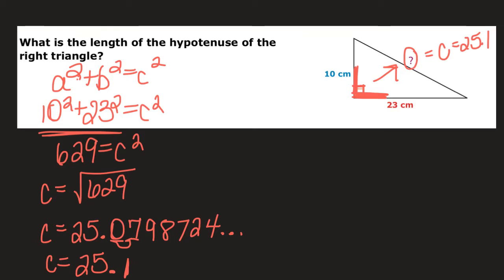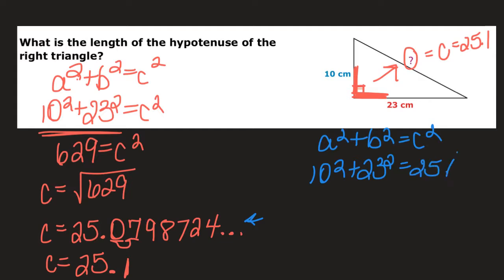Now, if I want to check that, remember, if I use 25.1, it's going to be close, but it's not going to be exact. If I'm looking for a more exact answer, then I need to use this longer, more accurate decimal. So if I need to check it, I'm going to start with my theorem again, and my legs, 10 and 23, and then I have my answer, 25.1. Now, I already squared my legs, and I know that they're 629.